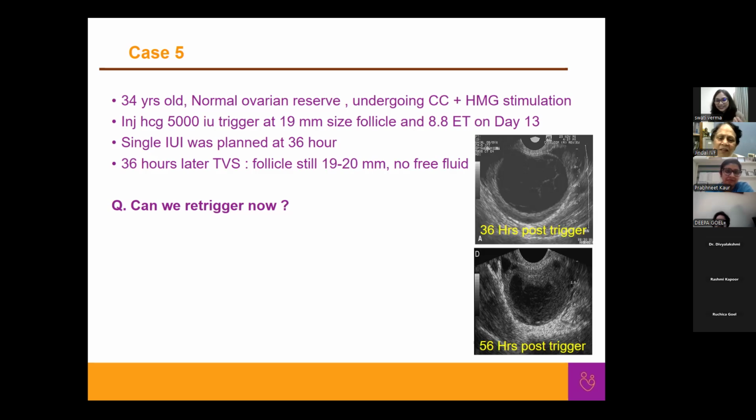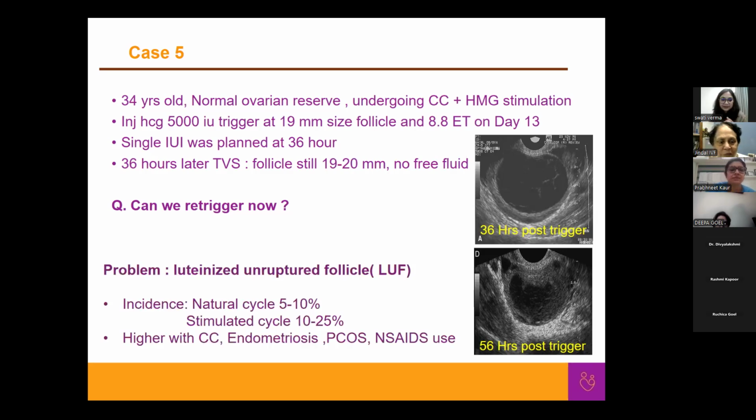But usually it doesn't help. We have also tried in the beginning, when we were doing a lot of IVF, but it doesn't help. Okay, so here the problem is basically the luteinized unruptured follicle.